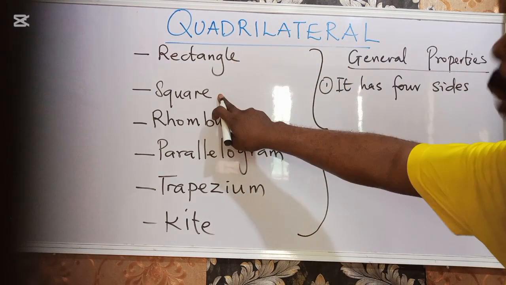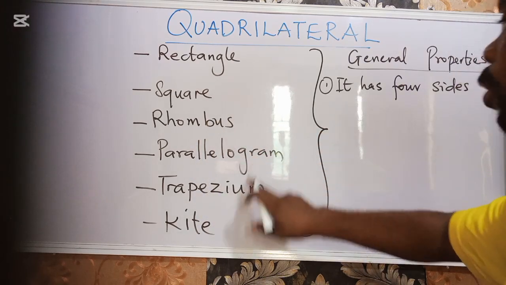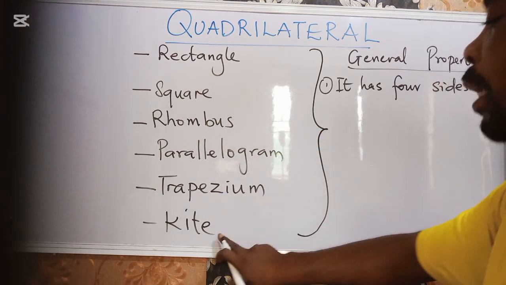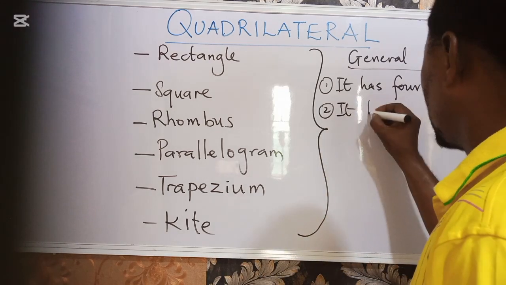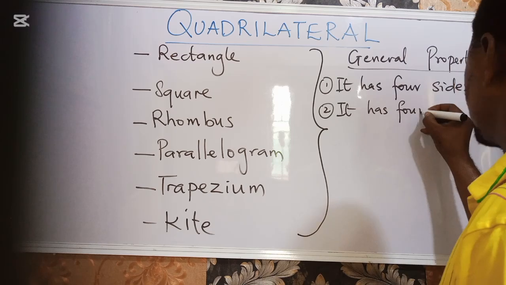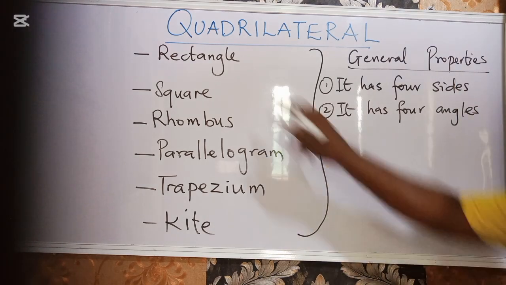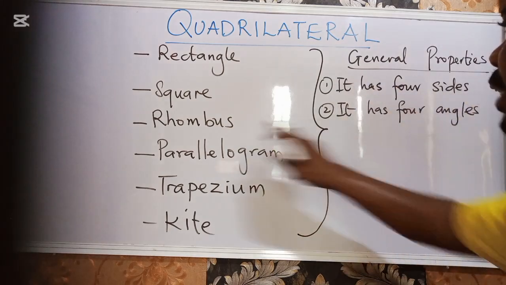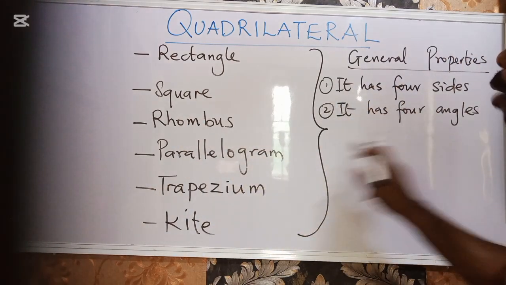Rectangle, it has four sides. Square, it has four sides. Rhombus, it has four sides. Parallelogram, it has four sides. Trapezium, it has four sides. Kite, it has four sides. Number two, it has four angles. Rectangle has four angles. Square, it has four angles. Parallelogram has four angles. Rhombus has four angles, like that.